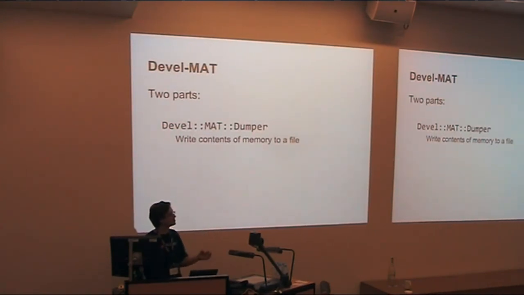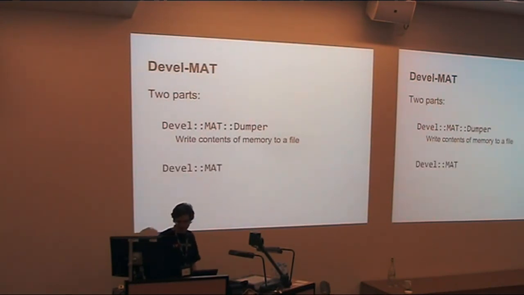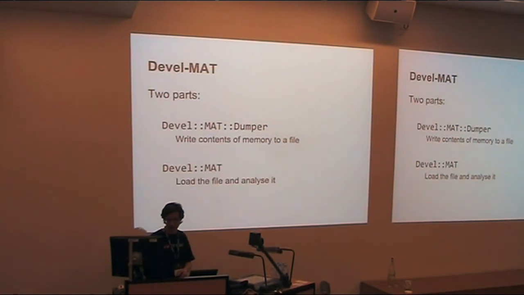It's got to be as quick as possible because you might be running it in the middle of some kind of interactive process, possibly web serving, possibly whatever it is you want to do. So all it does is write a whole ton of memory onto a disk. Then later on, possibly on a different machine, possibly a different Perl version, you can then analyze that file with the actual Devel::MAT itself.